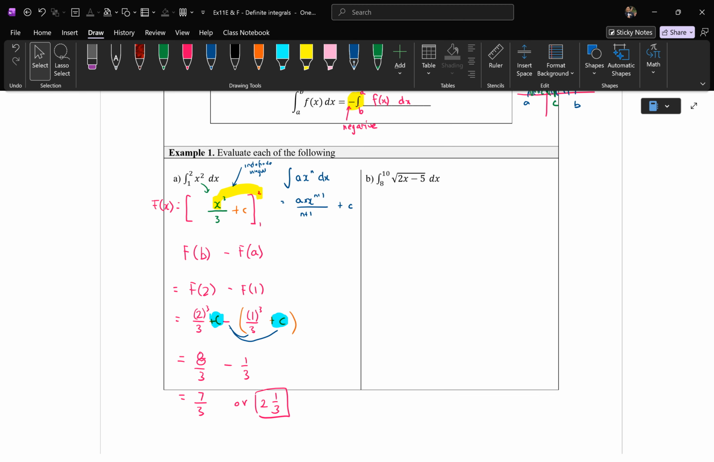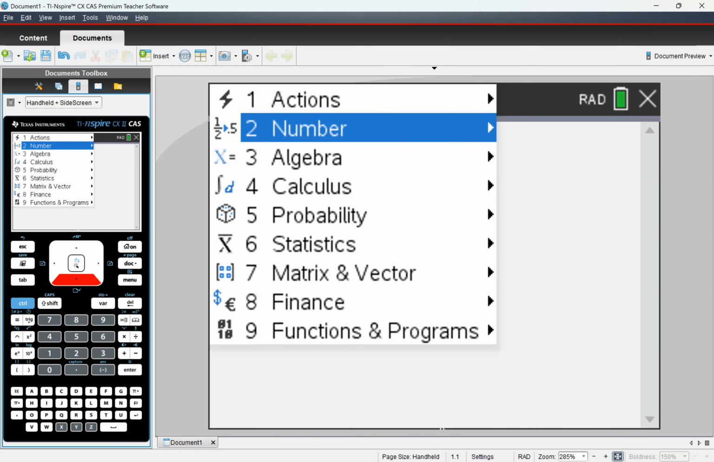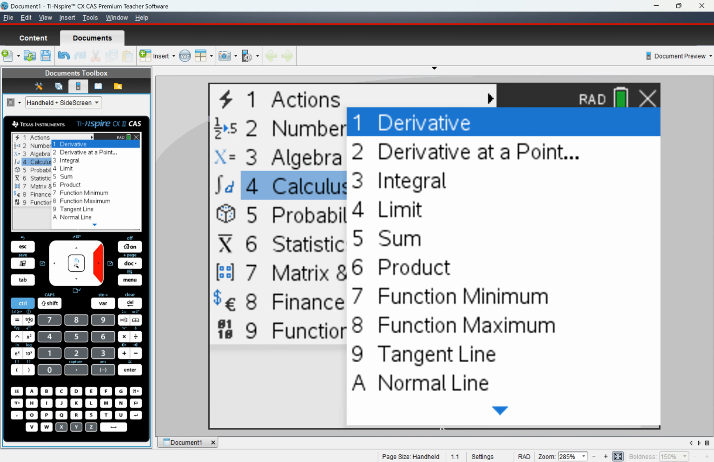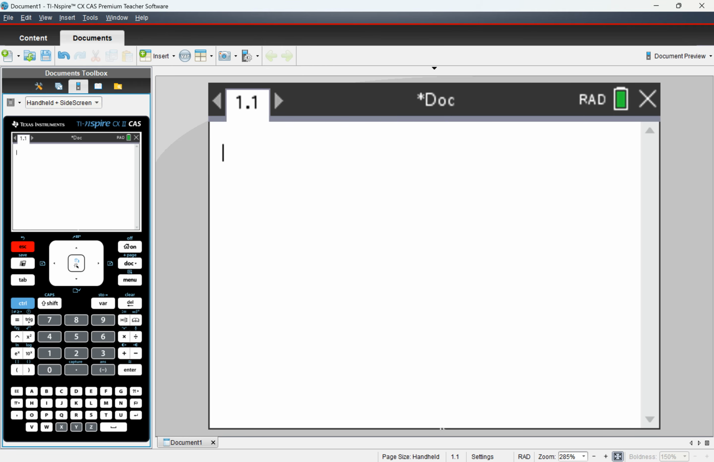I want to show you on a CAS. If you grab out your CAS, there's a shortcut function. You can go to menu, and then calculus, and then integral. You can do it that way. So menu 4-3. Or on your CAS calculator, if you press shift and press the plus button.